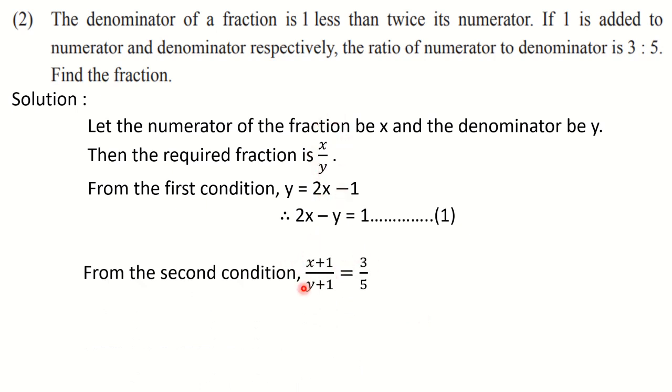So (x plus 1) upon (y plus 1) is equal to 3 upon 5. Now we have to solve this to get the second equation. So go for cross multiplication. Okay. So what you will get here? 5x plus 5. And when you multiply here, what you will get? 3y plus 3. So we will get 5x plus 5 is equal to 3y plus 3.